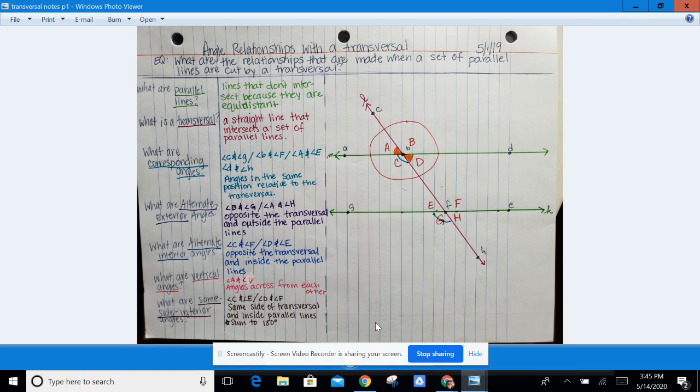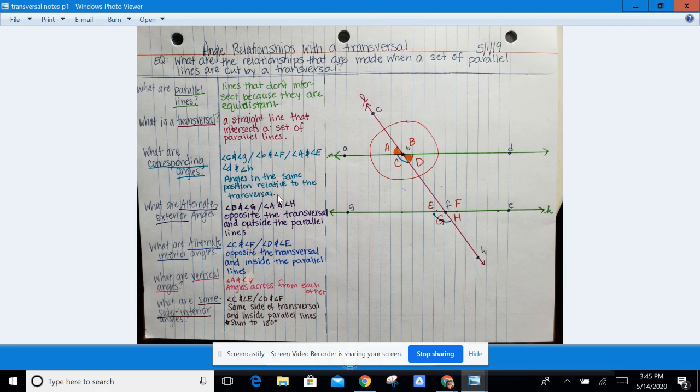All right, so the purpose of this video is to talk you through the notes that I put on Google Classroom. This is angle relationships with the transversal. You'll notice that all the main vocabulary words are on this left-hand side, with their definitions in the middle column and the actual angles that they refer to.